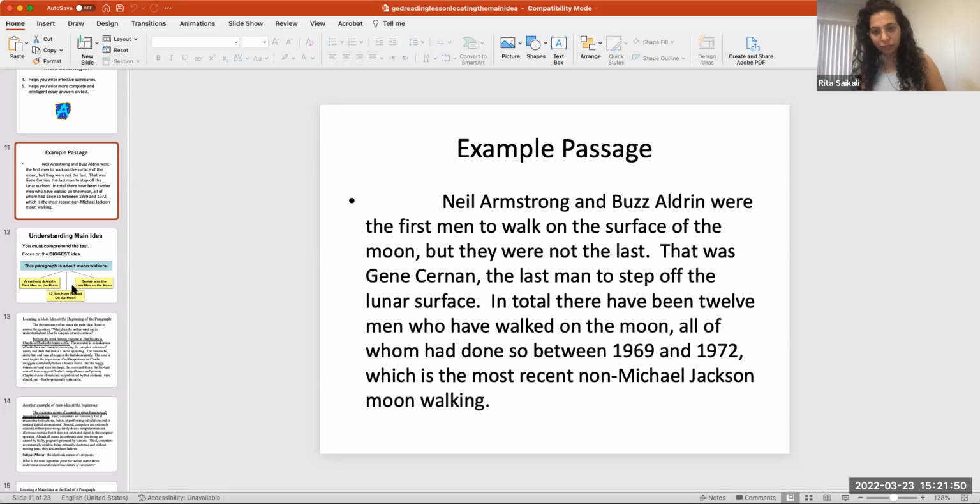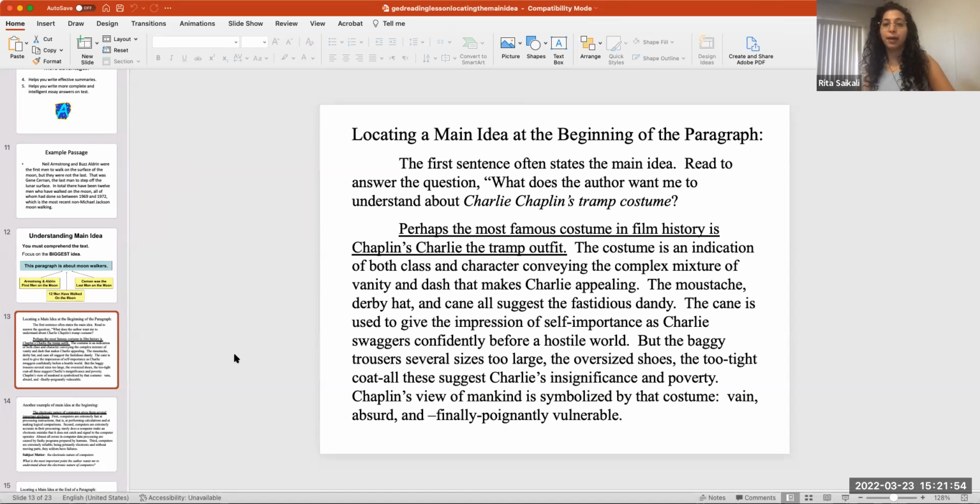Awesome. So let's take a look at another paragraph. So the first sentence is often the main idea. I said that already. You guys already know this. But let's see it in action. So read the question, read to answer the question: what does the author want me to understand about Charlie Chaplin's tramp costume? Okay, so let's read it.